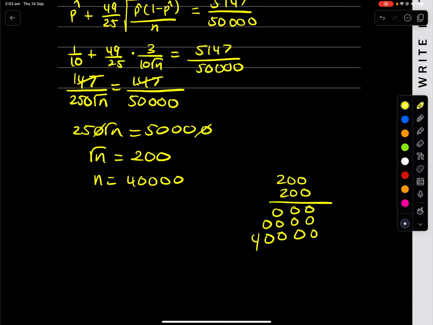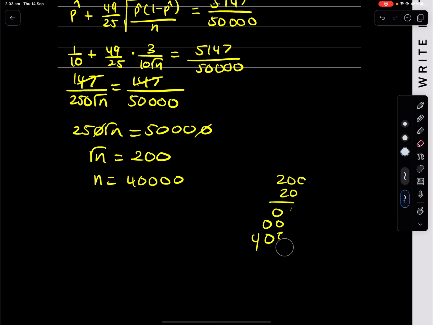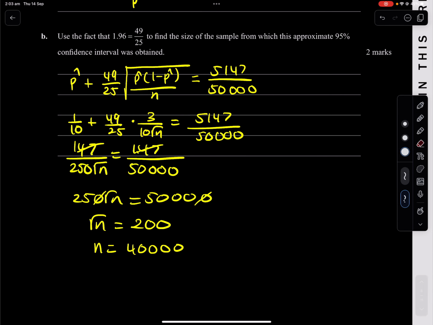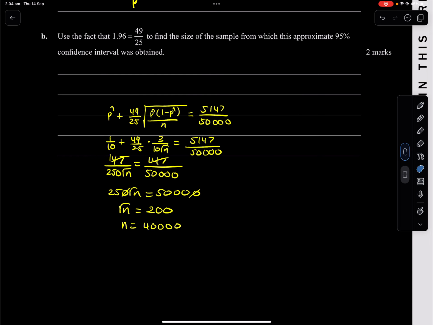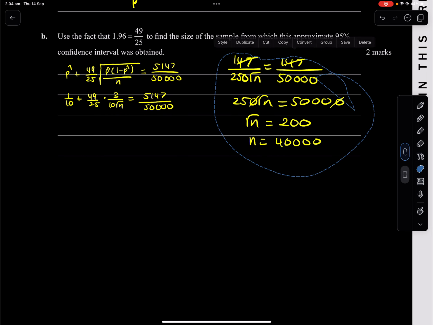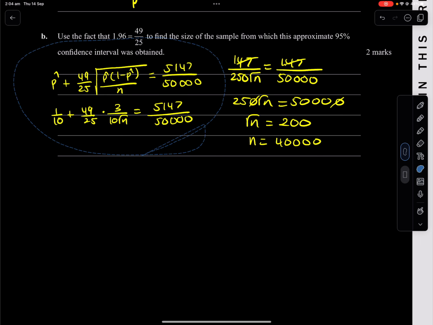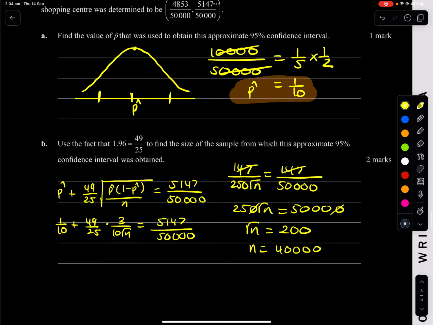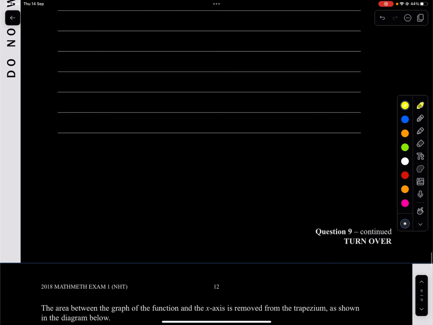So 40,000. Damn! That's a lot of calculations for that question. Wait, how many marks? 2 marks! Oh my god, that's not worth 2 marks. That's just too much. A lot of algebra, and the numbers are ugly. I don't even know how to rate this question, actually. I don't know if it's alright, but it's too much for that. Is this the last question? Please tell me.